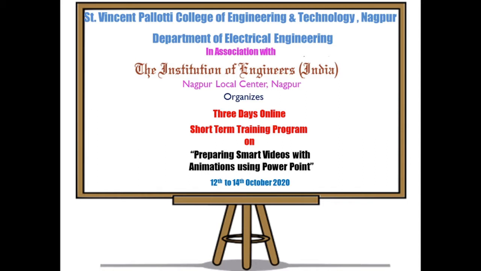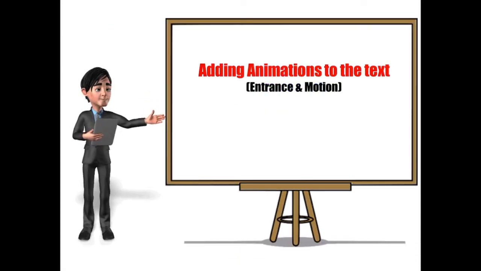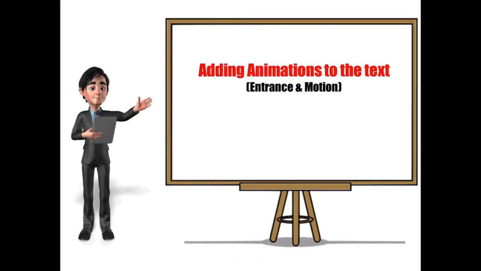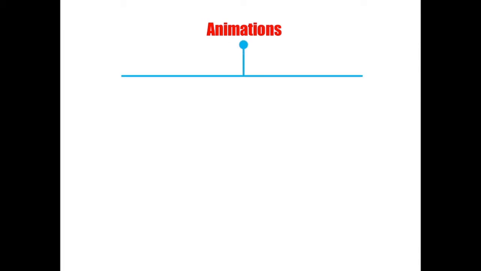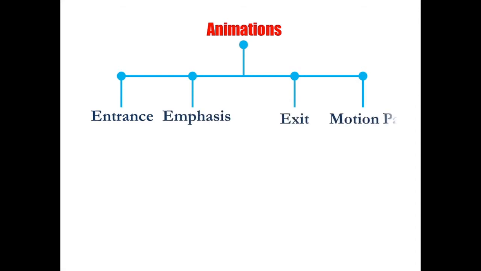So in this series, first of all, we are learning about adding animations in PowerPoint. In this video, we are going to learn the entrance and motion, and that too on the text. So let us start. As far as animations are concerned, you already know we have 4 options: entrance, emphasis, exit and motion path. Out of these, entrance, emphasis and exit options we already learned in the previous videos. In this video we will see the motion paths, how to use motion paths.